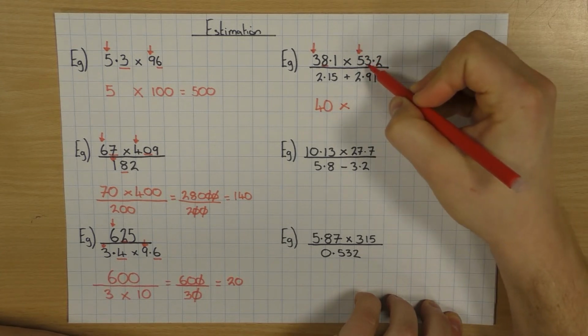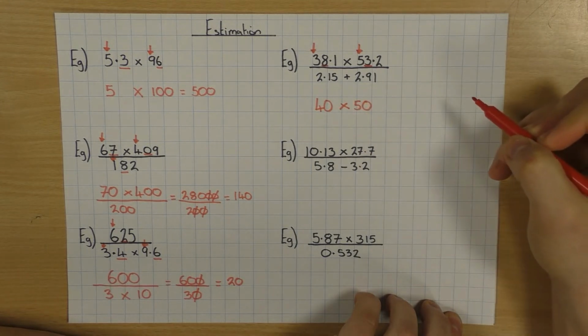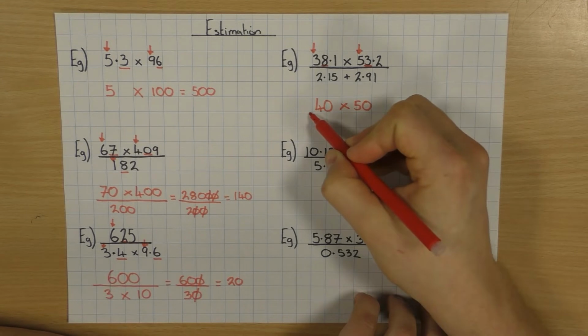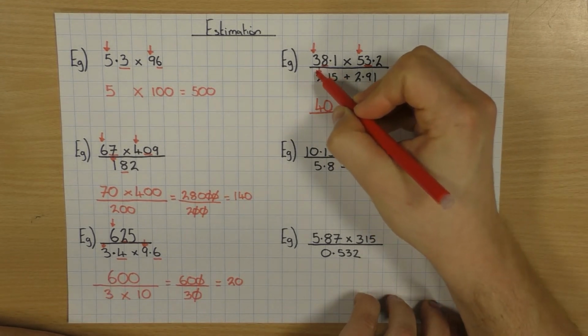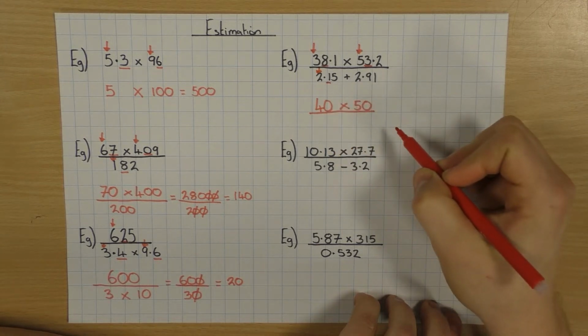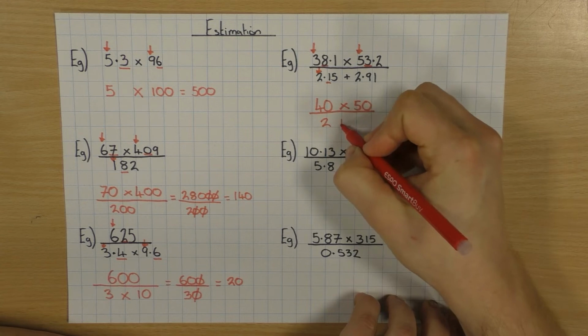53.2, 5 is the first significant figure. 3 tells me to round down, so it goes to 50, or 5 and then add the 0. And this one here, 2.15, 2 is the first significant figure. 1 tells me to round down because it's the next number, so that stays as a 2.